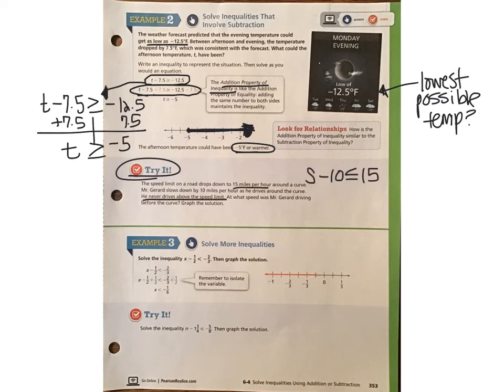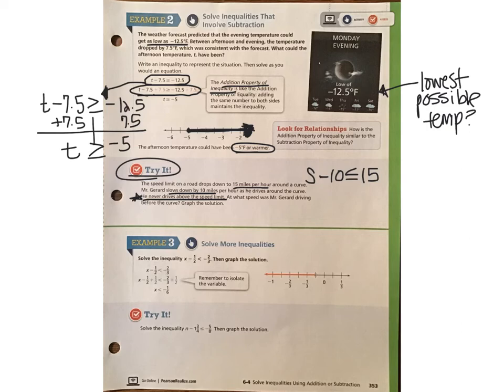All right, so when I take a look at the wording here, we know that the speed limit drops to 15 miles per hour around the curve. And it also tells us later in the problem that Mr. Gerard never drives above the speed limit. So in other words, his speed is going to be less than or equal to the speed limit of 15. What we also know is that he slows down by 10 miles an hour to go around that curve. So the slowing down process is why we're subtracting 10.